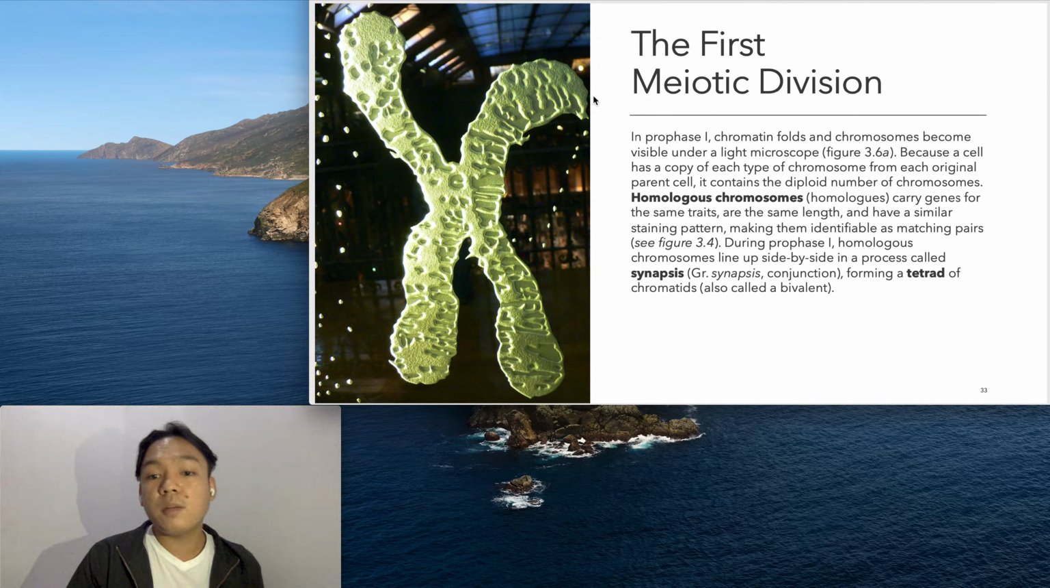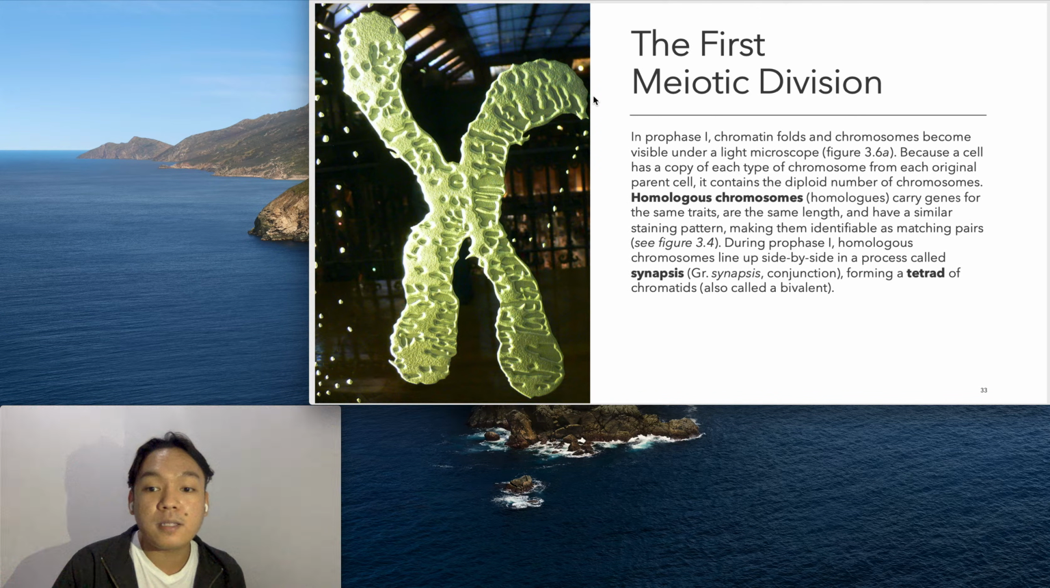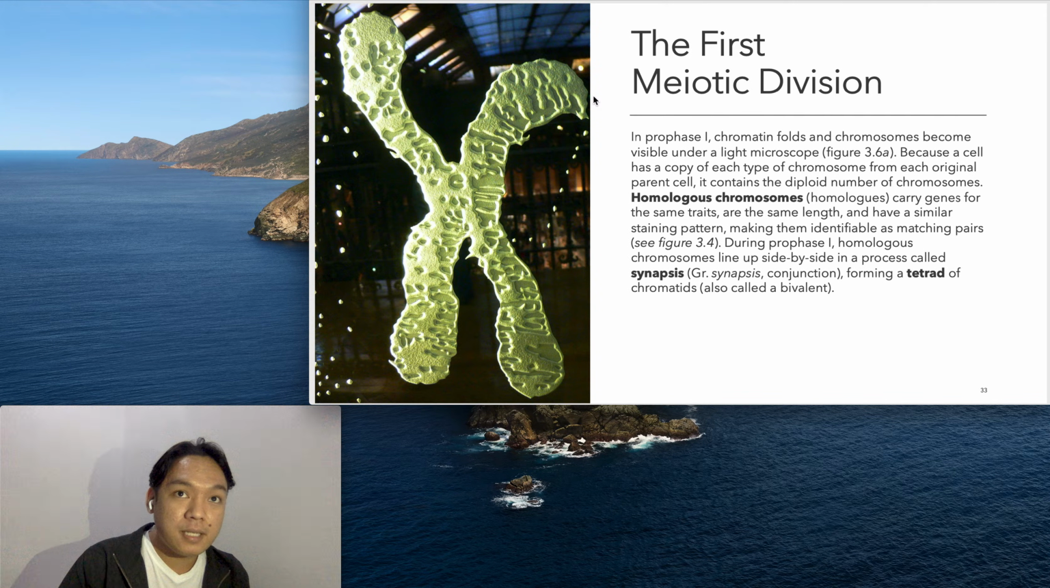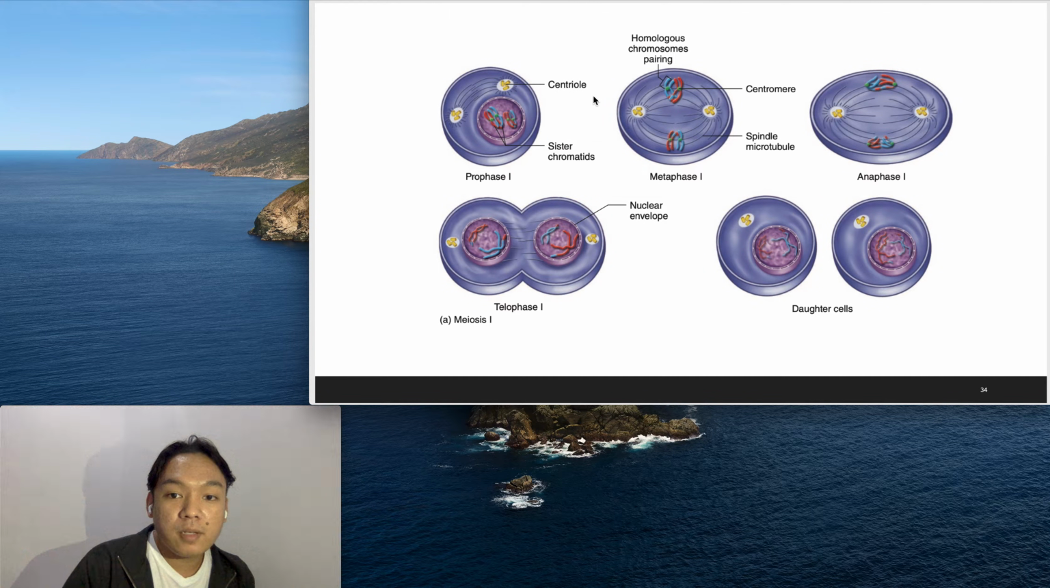So during the prophase, homologous chromosomes line up side by side in a process called synapsis. So the synapsis will let the meiotic products be different from their parents. Okay, so they will form a tetrad of chromatids, also called the bivalent. So this is what your meiosis one looks like. This is just like mitosis, but homologous pairing of your chromosomes exists in this part.